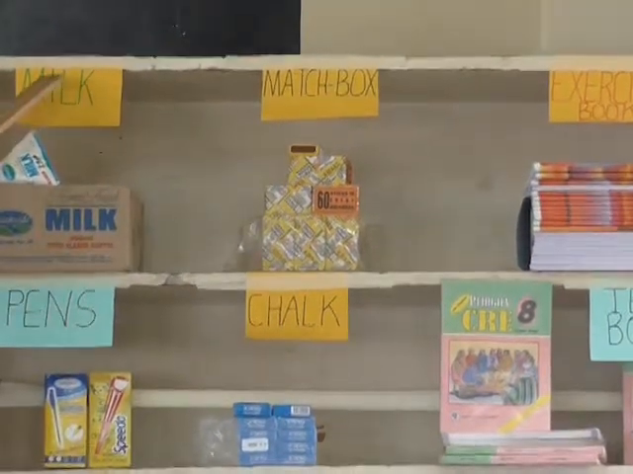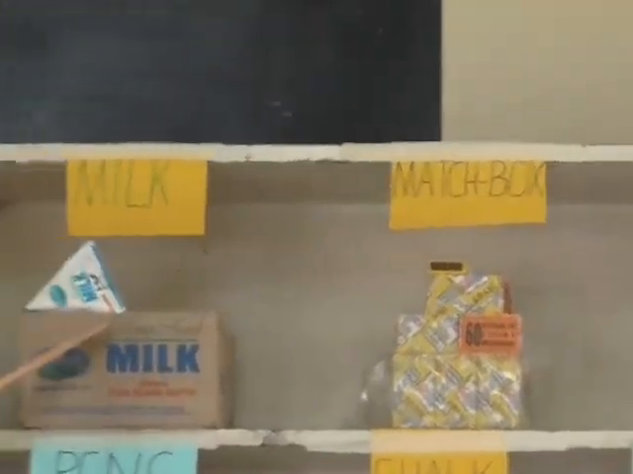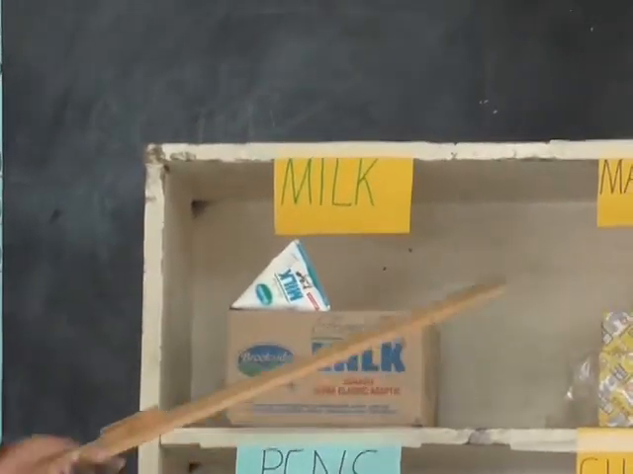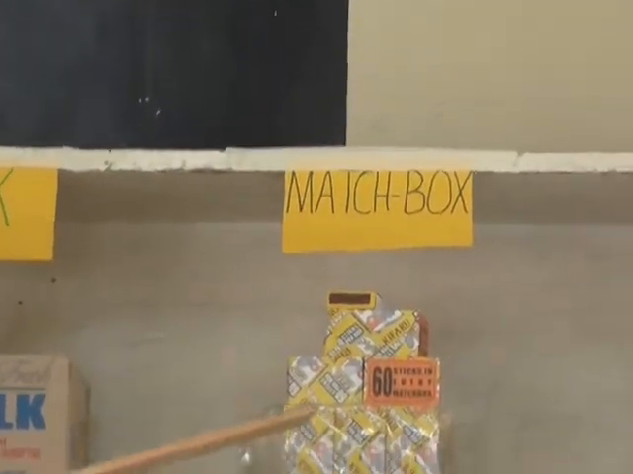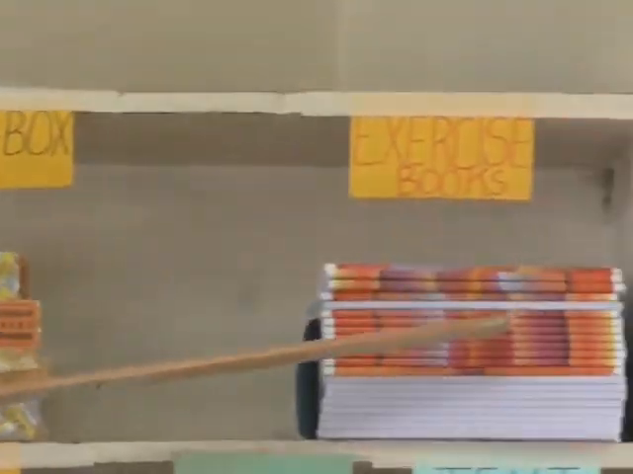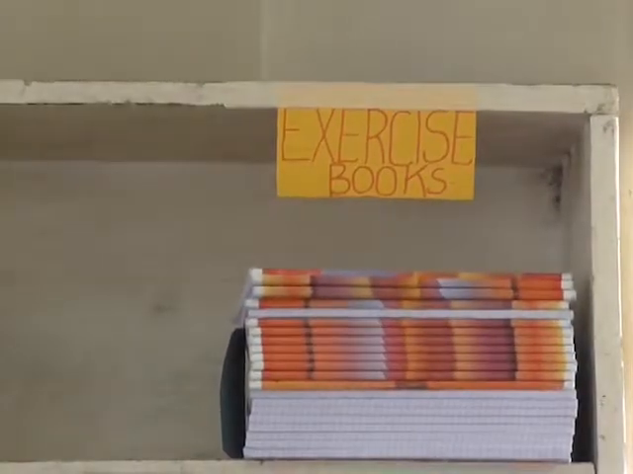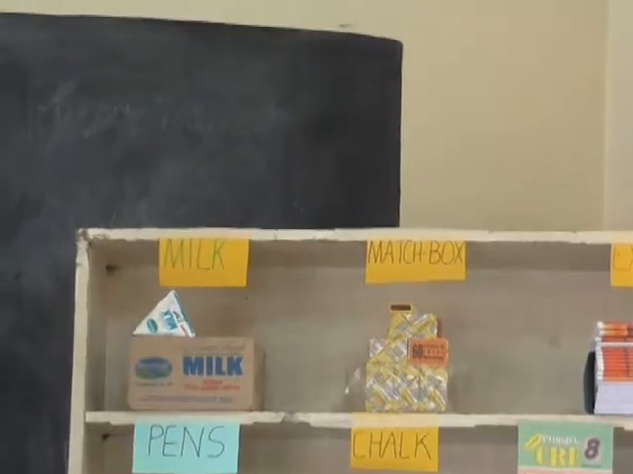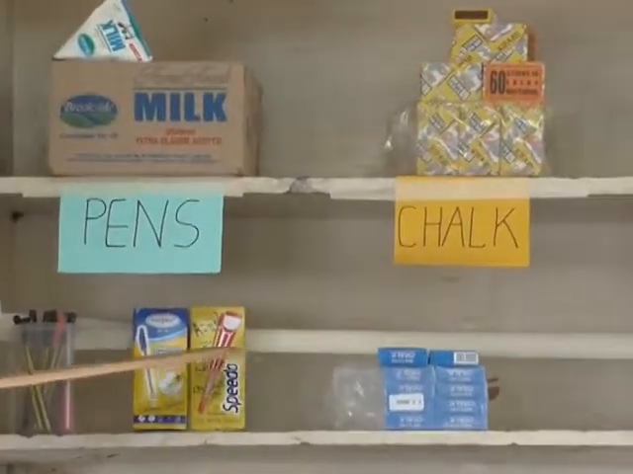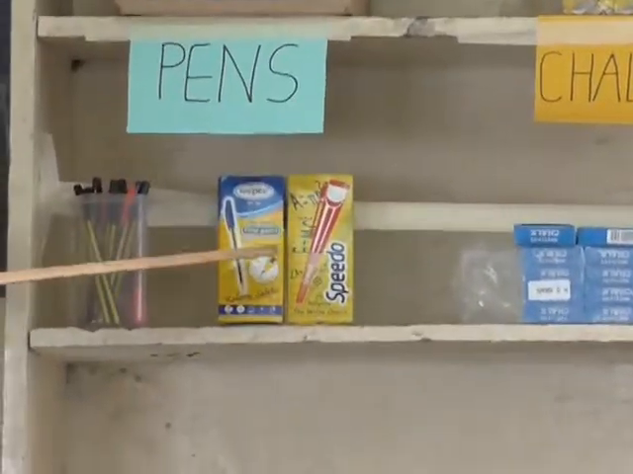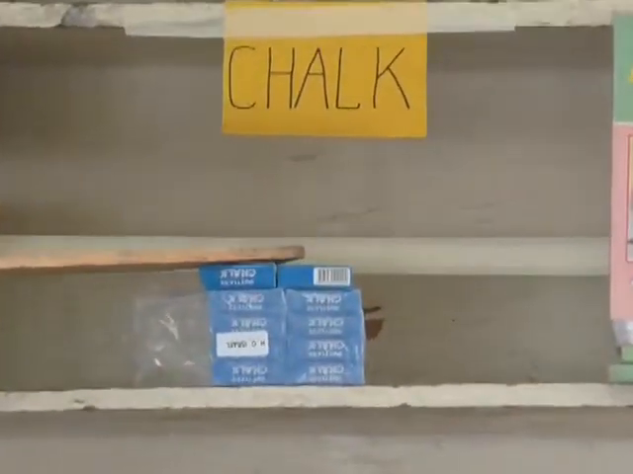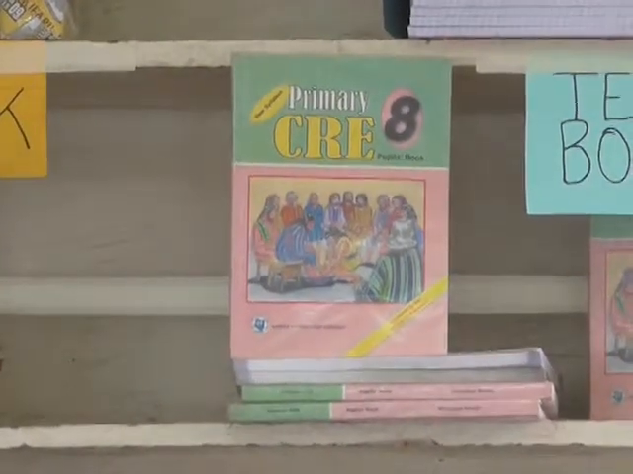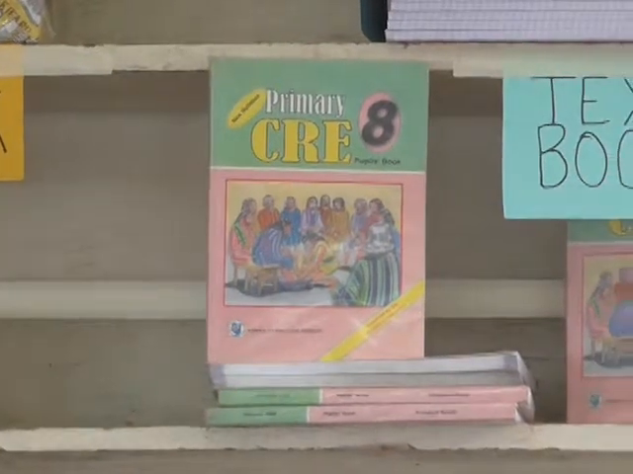One, we have a packet, the column for the milk. Two, we have a match box. Three, we have exercise books. We also have pens. Then packets of pens. Yes, they are not empty. Inside we have pens. We have packets of chalk. Then we have some CRE textbooks for class 8.